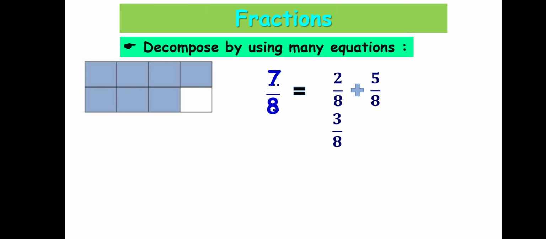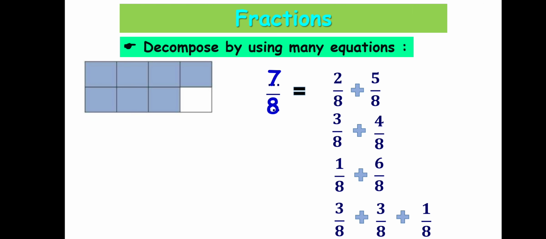3 over 8, for example, plus 4 over 8. Someone else can decompose it also as 1 over 8 plus 6 over 8. Someone else can make it 3 over 8 plus 3 over 8 plus 1 over 8. So when he asks me to make it in many equations or in many ways, I can decompose it in different ways, not only by using the unit fraction. We have a lot of fractions we can use.